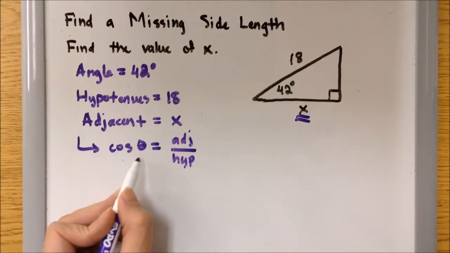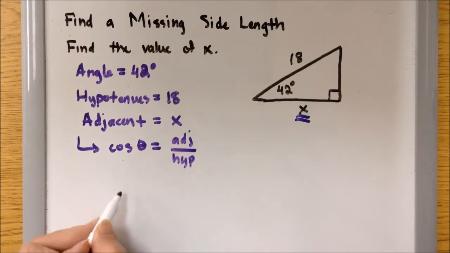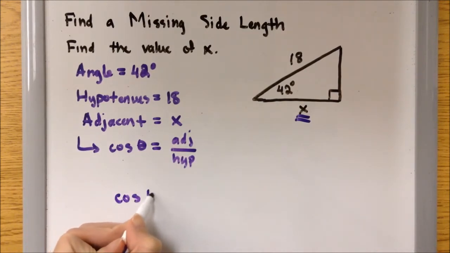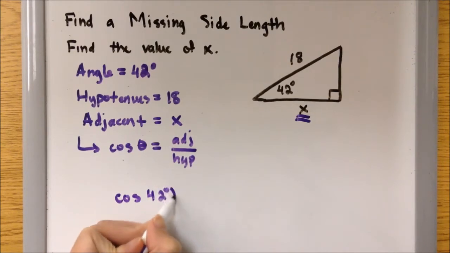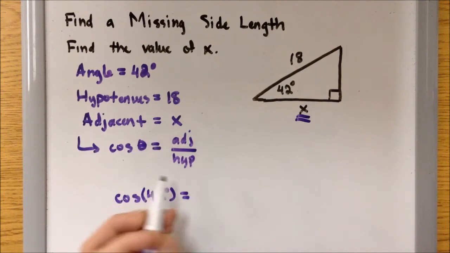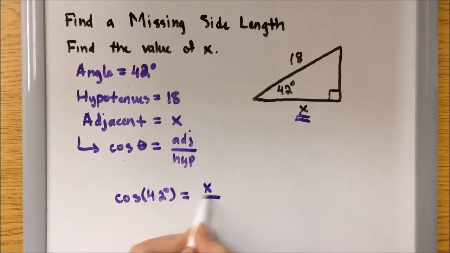So, I'm just going to fill in the angle, which is 42. So, cosine of 42 degrees in parentheses. Adjacent, we don't know, so it's just x. For hypotenuse, it's 18. Alright, so we have cosine 42 degrees equals x over 18.